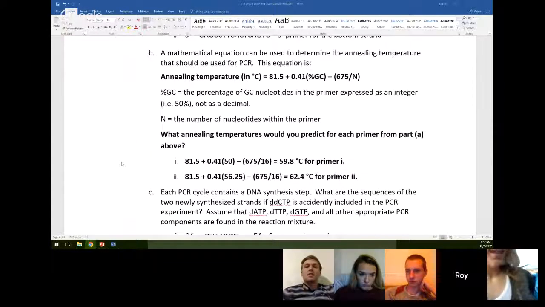So 8 divided by 16, 9 divided by 16. Get the different percentages. And then after that, one's 50%, and then 56.25%. Then you subtract it by the 675 divided by the amount of nucleotides we have in our sequence, 16. And you take that all together, you get 59.8 degrees Celsius for primer 1 and 62.4 degrees Celsius for primer 2.